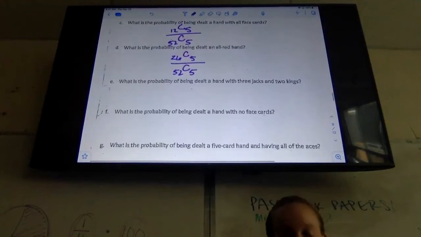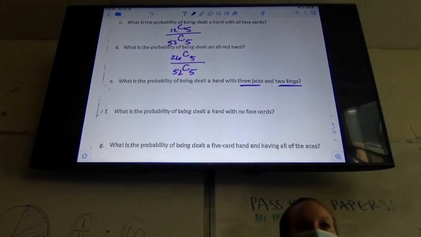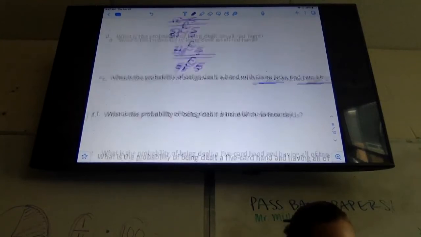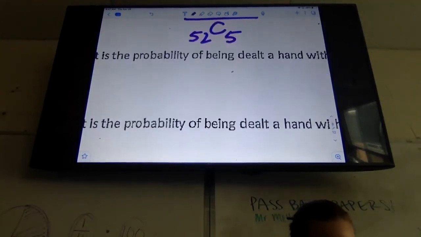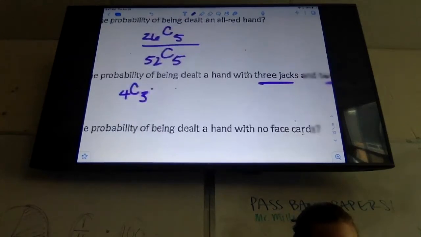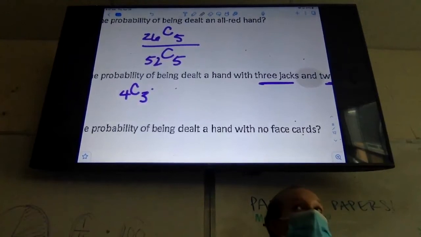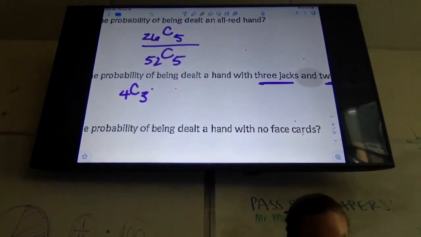Ooh, this next one's fun. It says, what is the probability of being dealt a hand with 3 jacks and 2 kings? Okay, so let's break it apart. How many jacks are there? 4. How many do I want? 3. 4 choose 3. It's going to be times because it says and, and also they're in the same hand. Since I want them all together in the same hand, I'm going to multiply them together.